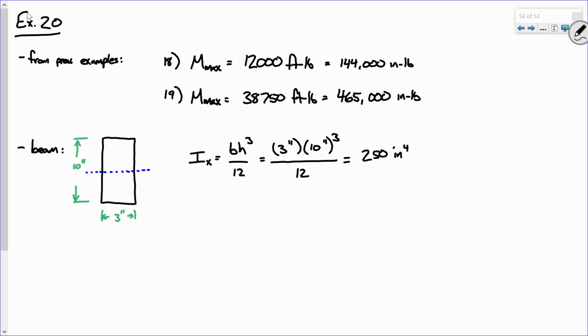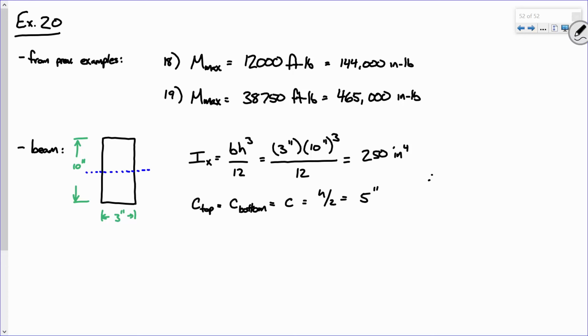Now, help me out. What's the extreme fiber distance going to be, the C value? How far is it from the centroid of that rectangle to the very top of the section? 5 inches. How far is it from the centroid to the very bottom of the section? 5 inches. In other words, we don't have to look at the stresses on the top and the bottom. We can just look at the stresses either way. The only difference is the sign. One's going to be in compression, one's going to be in tension. So we'll say C top equals C bottom equals C, if you want to call it that, which is just H over 2.